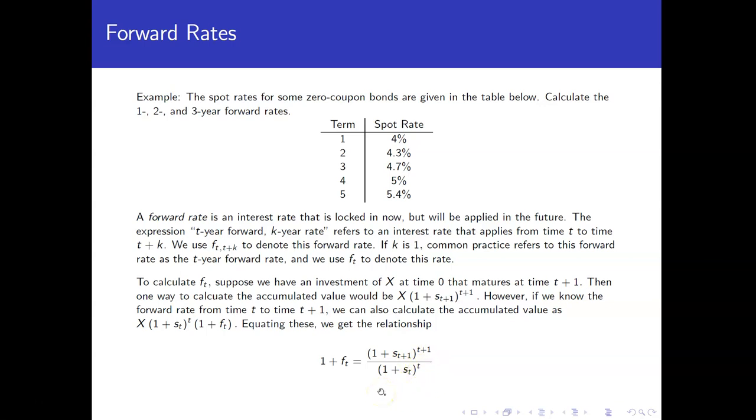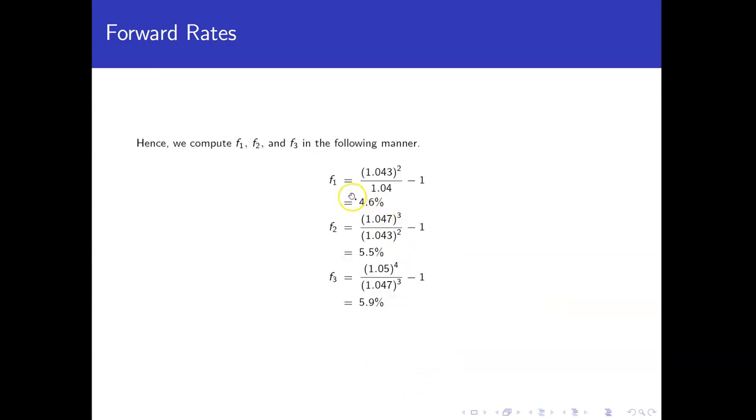So we can use this relationship to give us the 1, 2, and 3 year forward rates. For f1, we use the 2-year spot rate over the 1-year spot rate, those accumulation factors, and get the 1-year forward rate of 4.6%. For f2, the 3-year spot rate was 4.7%, so we get 1.047 cubed over the 2-year spot rate, which was 4.3%, so we get that over 1.043 squared, and get the 2-year forward rate to be 5.5%.